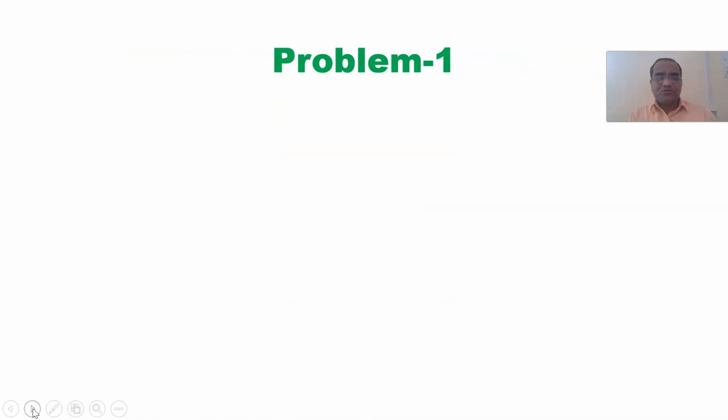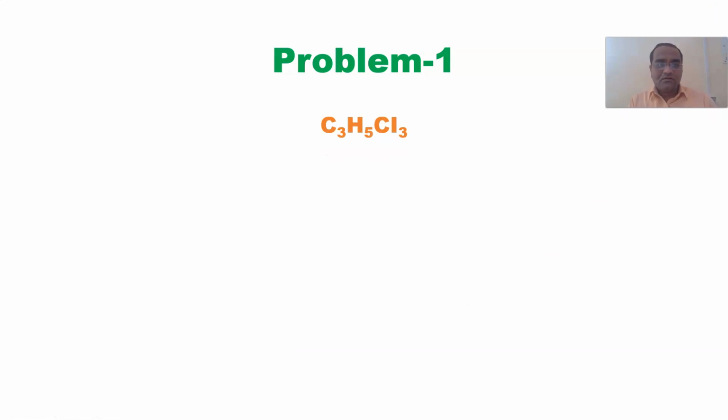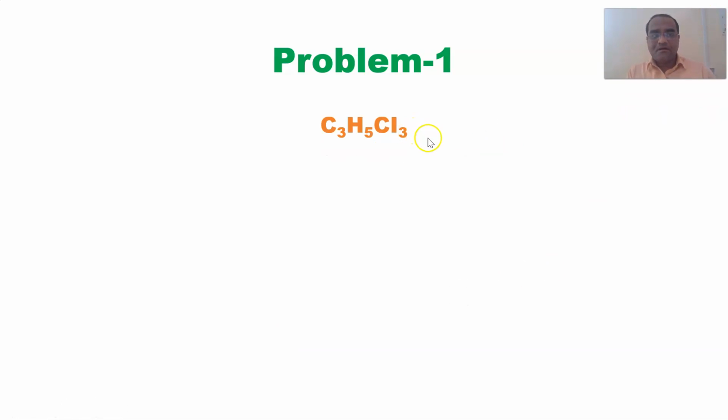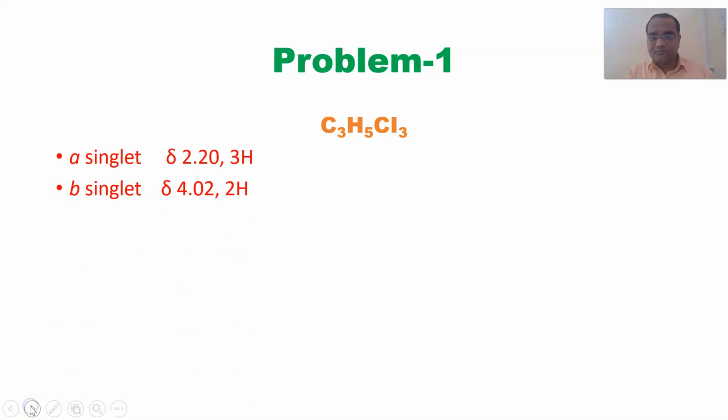Now we will come towards actual problems. The molecular formula can be identified by the element detection method for carbon, hydrogen, nitrogen and halogen. So this is the problem. Signal A is a singlet with a delta value of 2.20 and 3 hydrogens. Signal B is a singlet, delta value 4.02 and 2H.